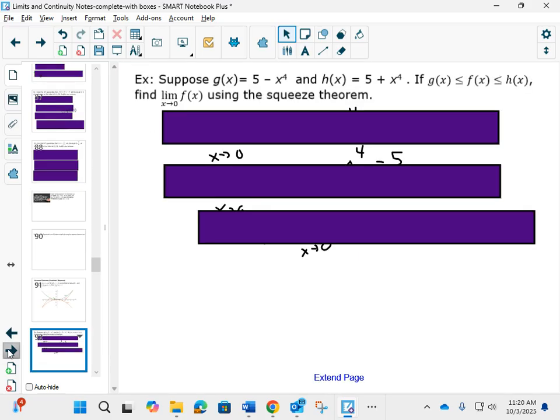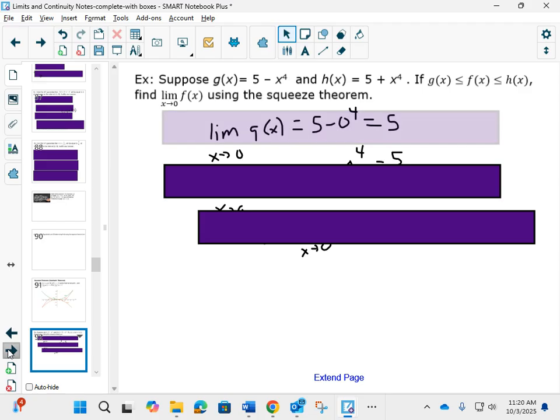So, we've got g of x equals 5 minus x to the 4, and h of x equals 5 plus x to the 4. And we've got some new function, f of x, that we don't even know what it is. But we're told that it's always in between g of x and h of x. Can we use the squeeze theorem? Well, we set it up.